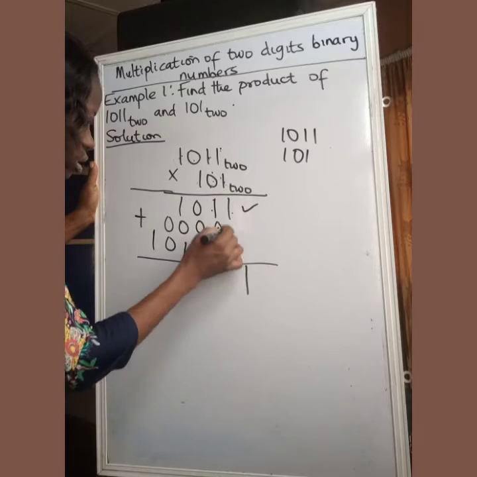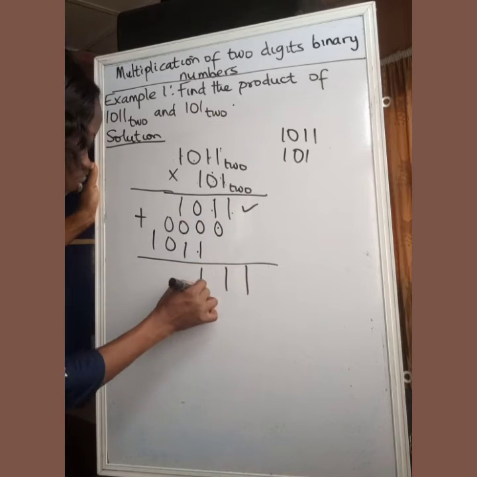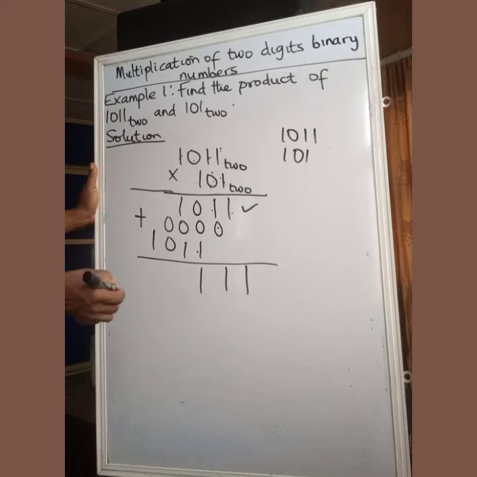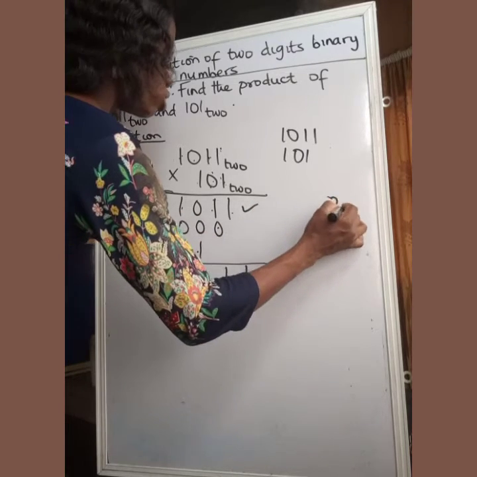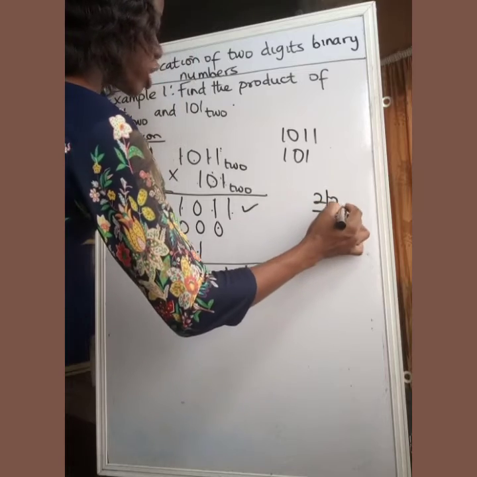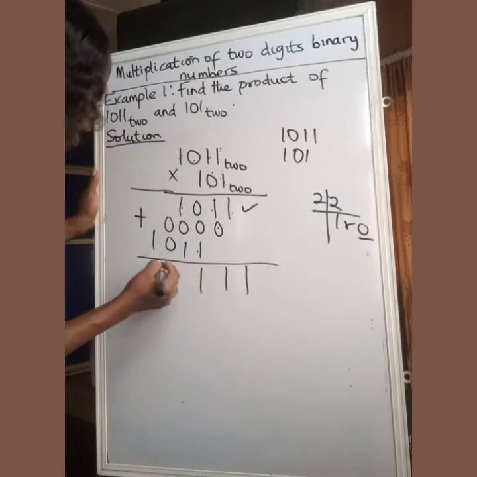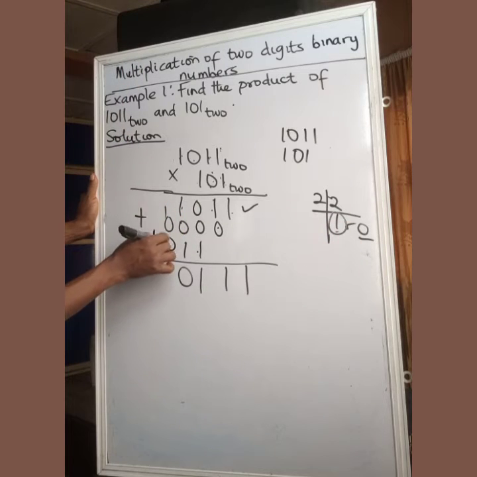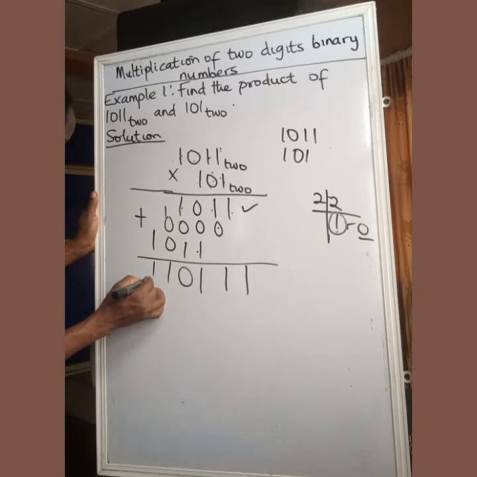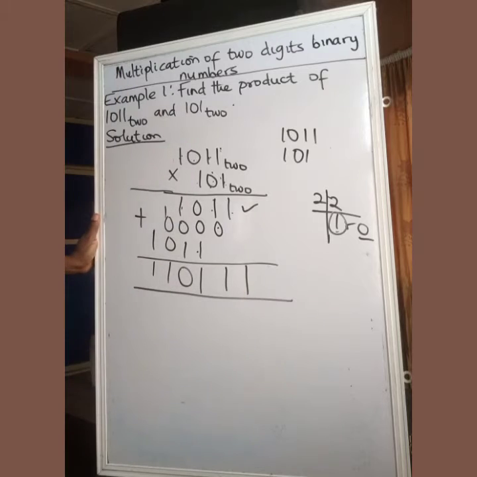This will be 1, 1, 1. 1 plus 0 is 1. Then 1 plus 1 is 2. You're not going to write the 2, you divide. 2 into, we have 1 remainder, 0. Write the remainder. This one, bring it here. So 1 plus 0 is 1. Then 1. This is our answer.